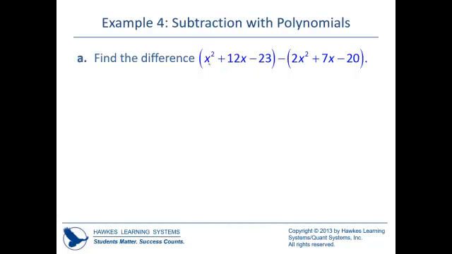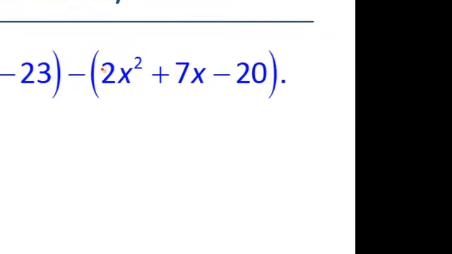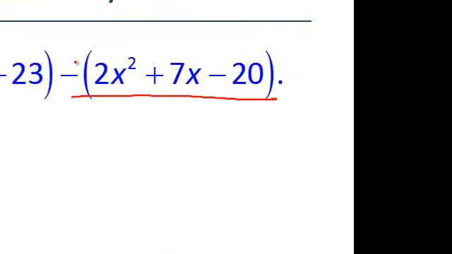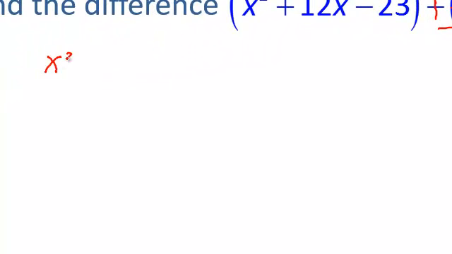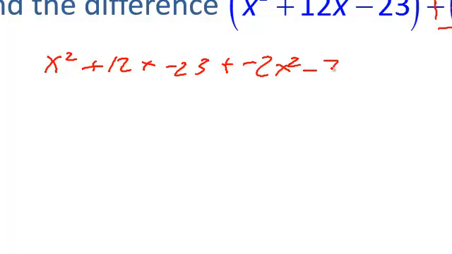I got x squared plus 12x minus 23 minus 2x squared plus 7x minus 20. And so this is what's being subtracted. I'm going to change the signs right off the bat right here. So this becomes a negative, this is a negative, this becomes a positive. And so what I'm left with is x squared plus 12x minus 23 plus a negative 2x squared minus 7x plus 20.